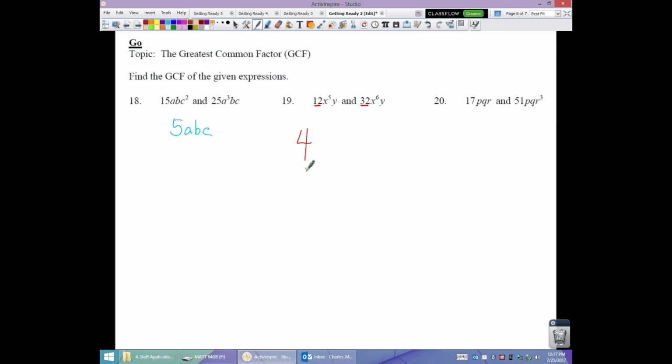Now, for the variables, if you think about the little factor trees that we had before, what I circled was only one of each letter because there was no term that had more than one of each letter. So here, when I see x to the 5th and x to the 6th, what's the smallest amount I have? It would be x to the 5th. So x to the 5th can definitely go into x to the 5th. It can also fit in x to the 6th because it's a smaller exponent. For the variables, I have y to the 1st and y to the 1st, so y to the 1st.